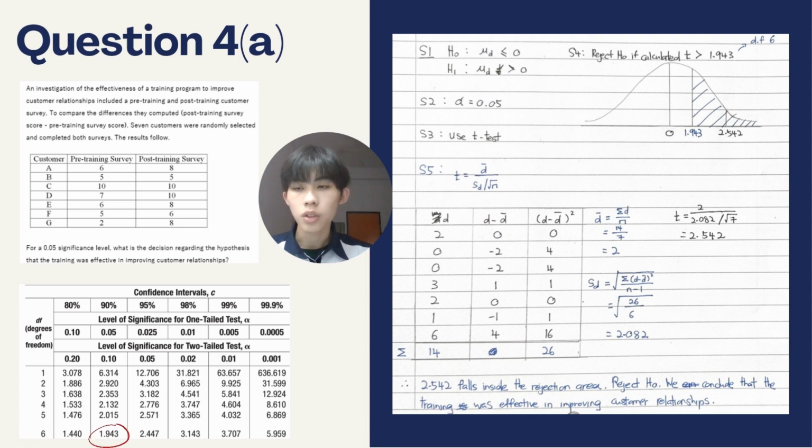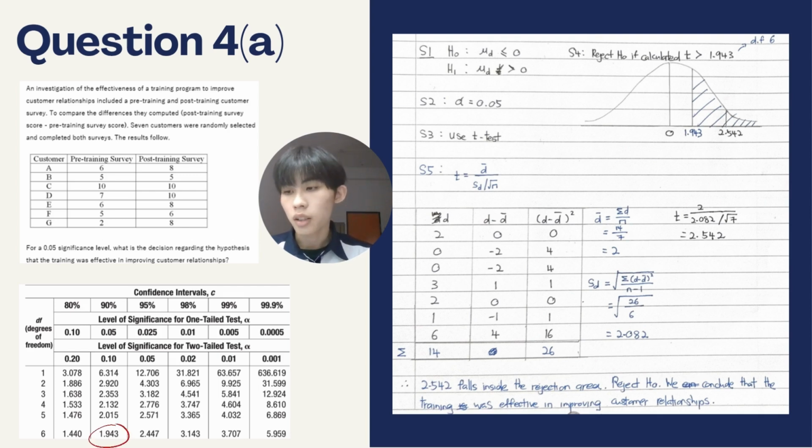After getting d bar equals 2, we just plug it into the formula in the table, which is d minus d bar squared, and we will get the sum of d minus d bar squared equal to 26. So we can use this value to calculate the SD. SD is the standard deviation of the differences, calculated by the square root of the sum of d minus d bar squared divided by n minus 1, which is the square root of 26 divided by 6, and we will get the SD equal to 2.082.